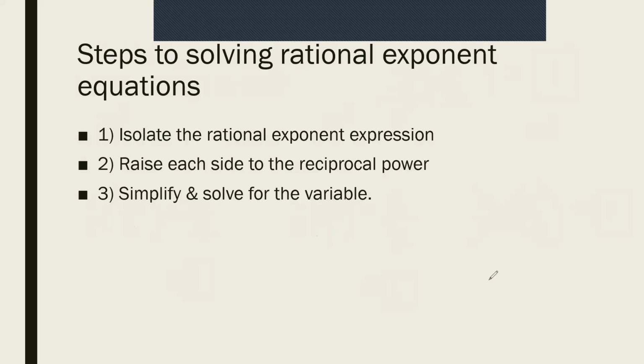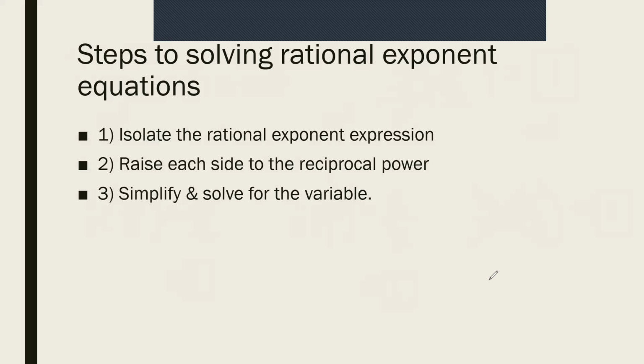So let's use this and a few other steps to actually solve rational exponent equations. The steps to solving are as follows. Step 1, isolate the rational exponent expression, meaning get the base and the exponent alone on one side. Step 2, raise each side to the reciprocal power. What this is going to do is result in a power of 1 on the more complex side, which is precisely what we want. Then step 3 is going to be to simplify and solve for the variable.